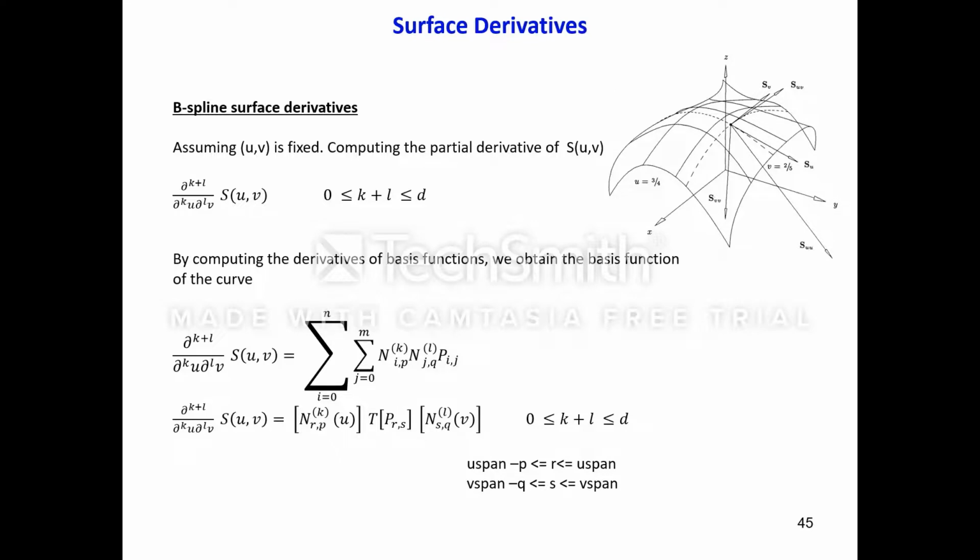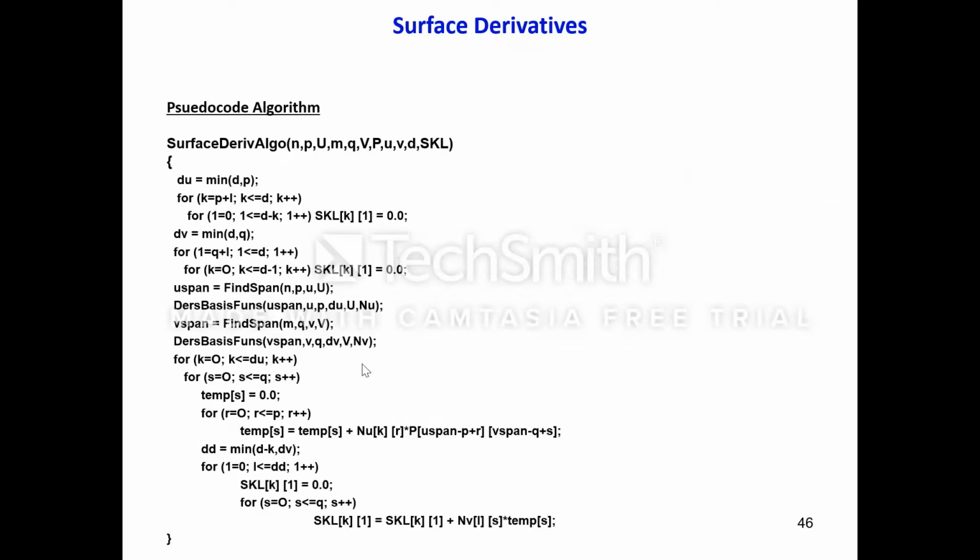This is the diagram which represents the B-spline surface derivative. Keeping in mind, while applying the equation with respect to u, it yields the value of v, and while applying the equation with respect to v, it yields a value with u. So in generalization, the equation will look as follows. Next, we show the pseudocode of the algorithm.